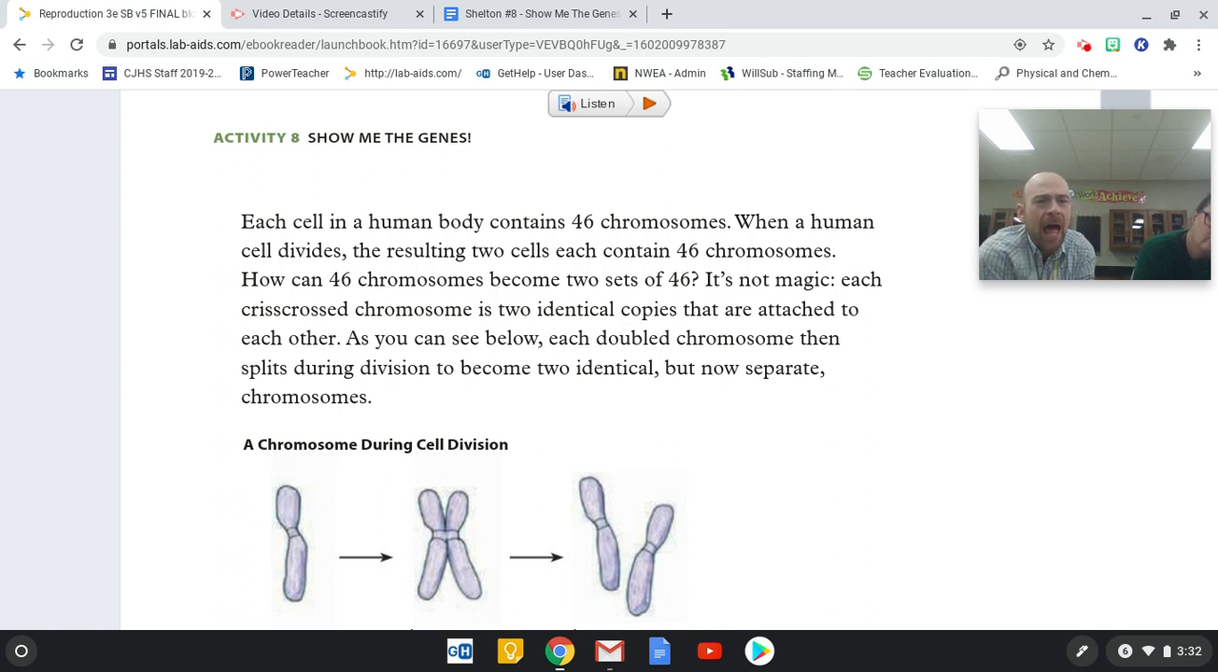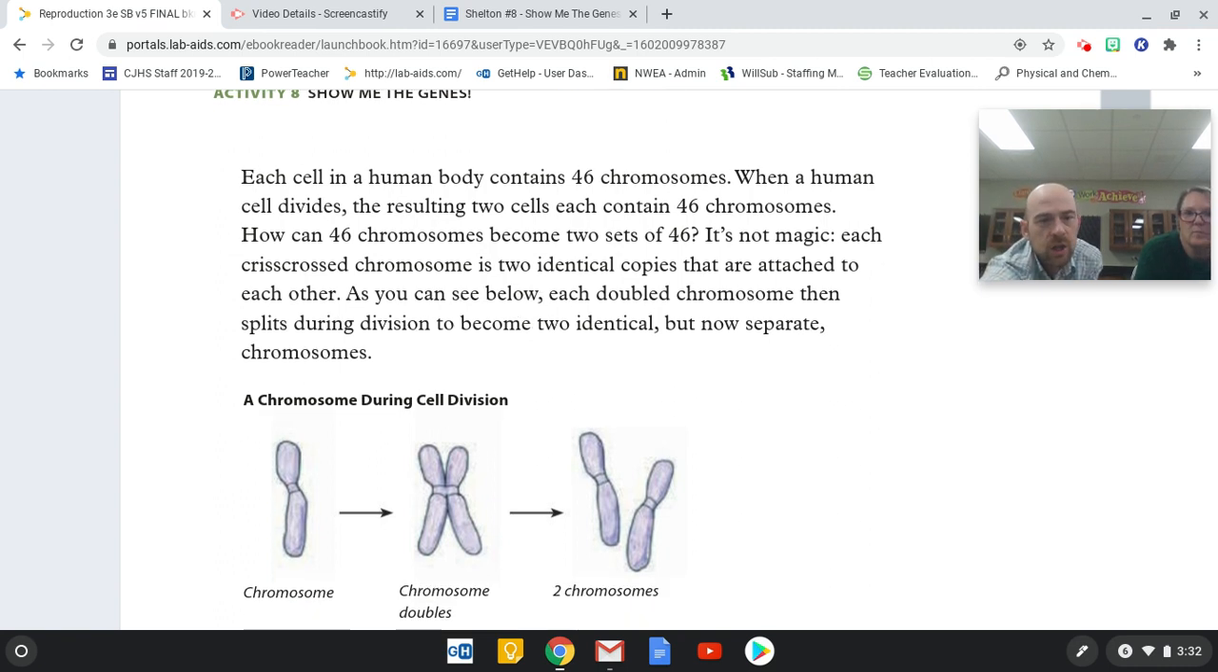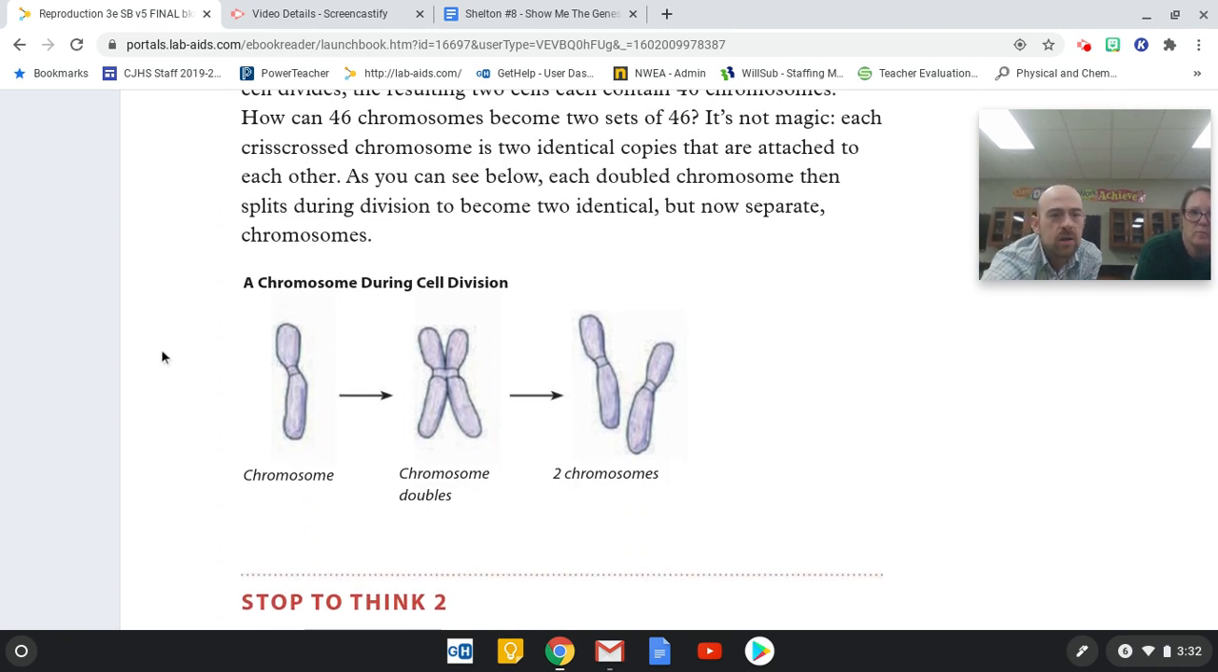I know we have. How can 46 chromosomes become two sets of 46? It's not magic. Each crisscrossed chromosome is two identical copies that are attached to each other. As you can see below, each doubled chromosome then splits during division to become two identical but now separate chromosomes. And you can see that right there. So you'll see the single chromosome, it doubles and then splits into two separate chromosomes, making two copies.